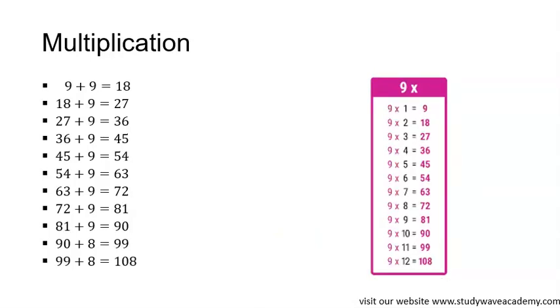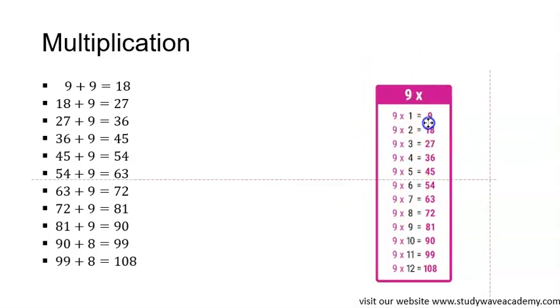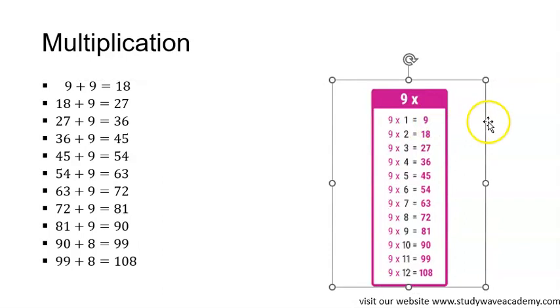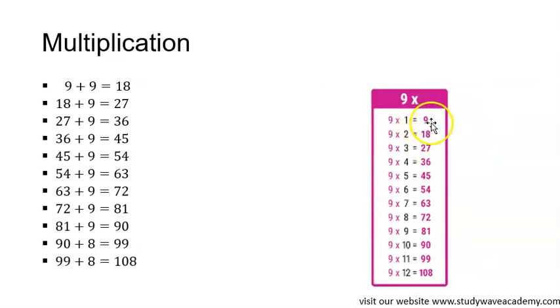9 times table, the same thing with all what we have been talking about. You keep on adding. Here is 9 times table, so you keep on adding 9 to the answer you have. 9 times 1 is 9. You add 9 to 9 is 18. You add 9 to 18, 27. You add 9 to 27 is 36. You add 9 to 36 is 45.